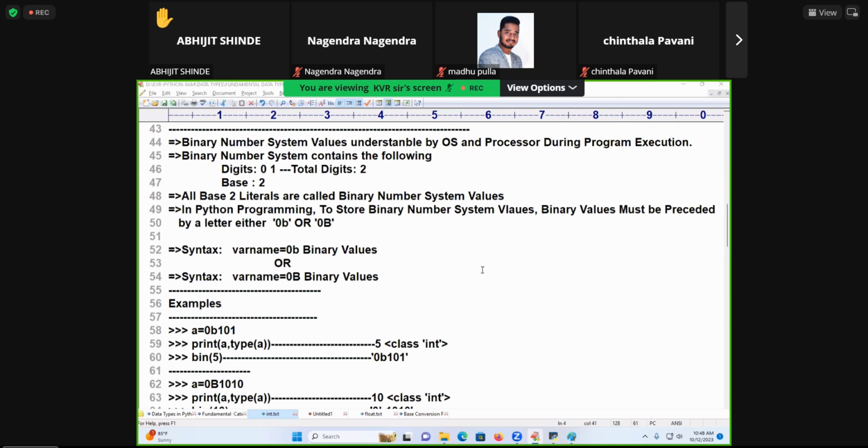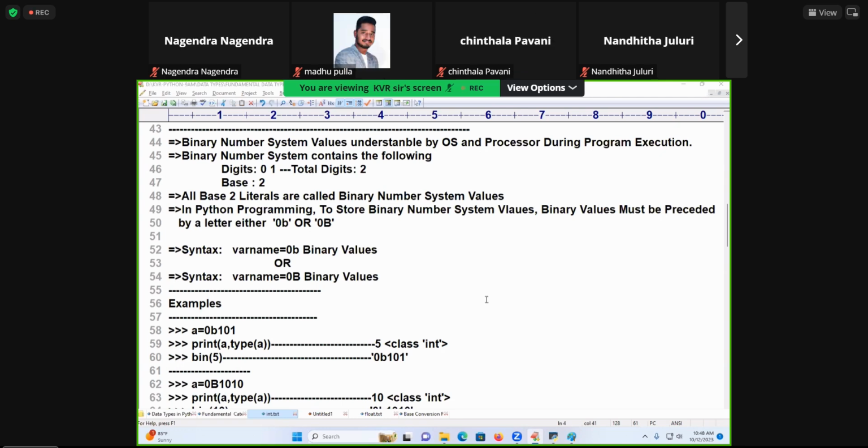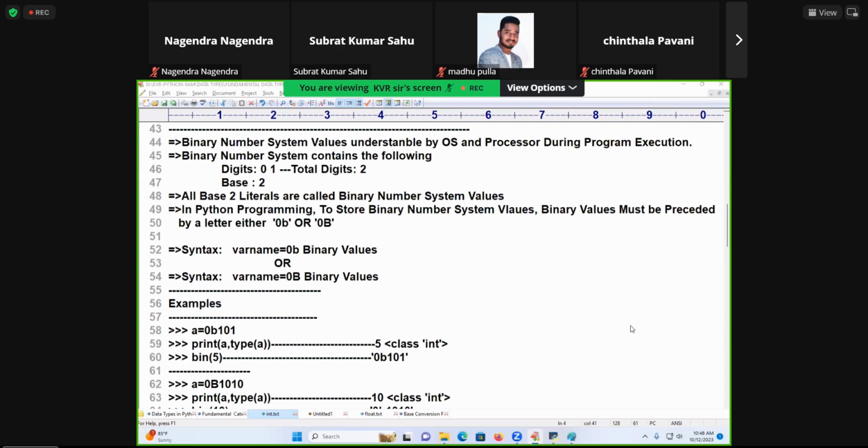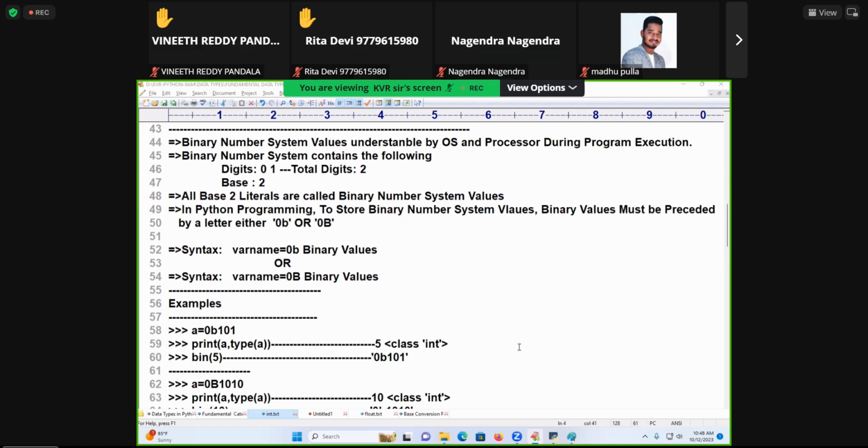Right, Shinde. Any more students having a doubt? You can raise your hands. Online students, are you comfortably following my lectures? Are you comfortably following my lectures? Okay, students.